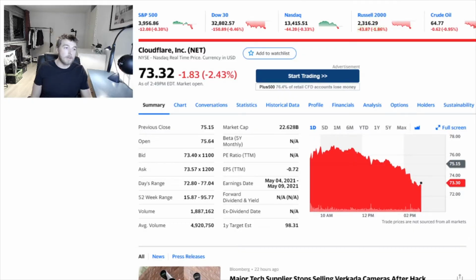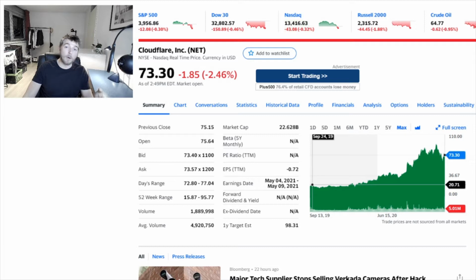But let's actually get more into the financial side of things. It's trading around $73 per share. Its 52-week range has been about $15.8 to $95.7. Its market cap is 22.628 billion, and its earnings per share were minus 0.72.